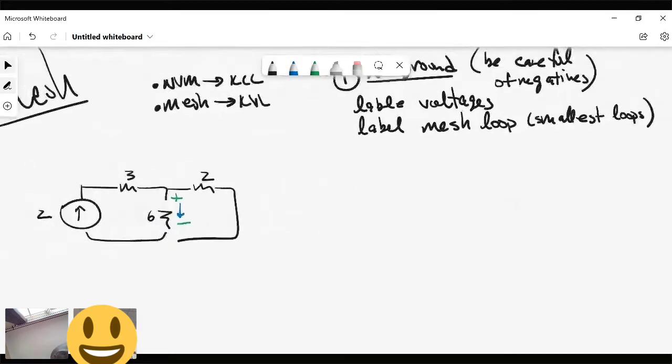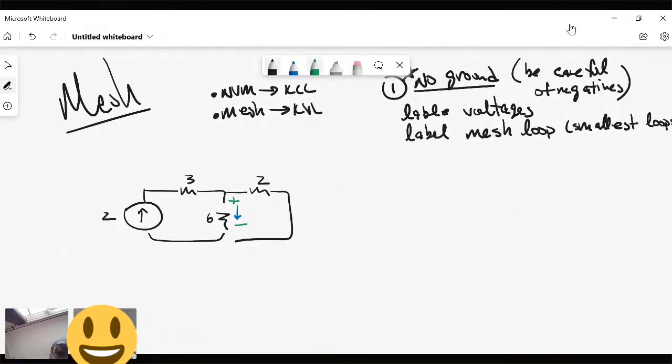So when we're doing KVL, let's take a look. I'll put it in blue. We could do this loop right here, this loop right here, and the big loop. Your meshes are always going to only be the smallest loops. So I have to erase the big loop, but I'll take the 2 smaller loops that I drew up. Those will be my 2 meshes. Does it make some sense?